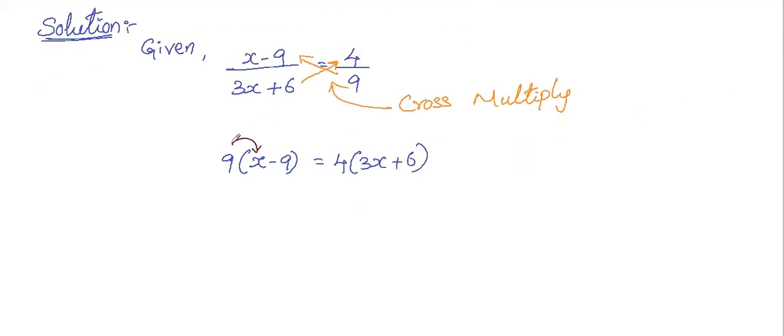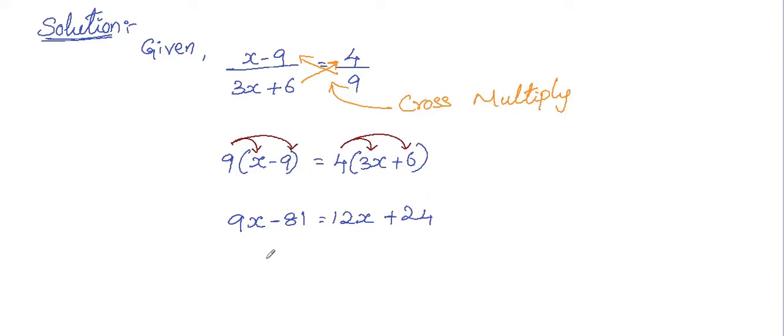So just expand it now. So we'll get 9 times x is 9x minus 9 times 9 is 81 equals 4 times 3x is 12x, 4 times 6 is 24, plus 24.